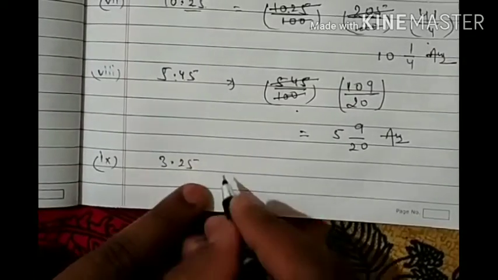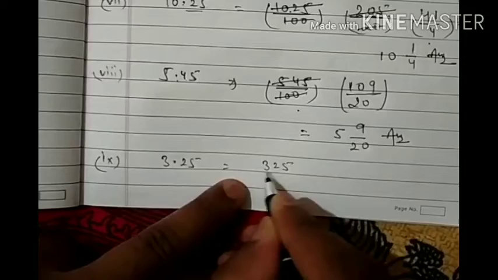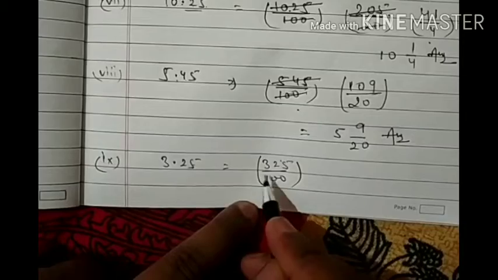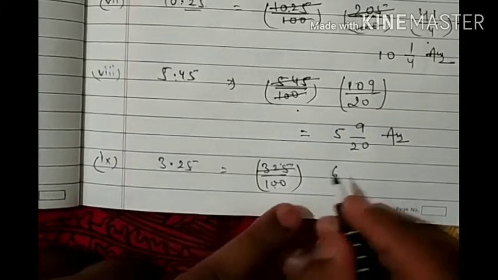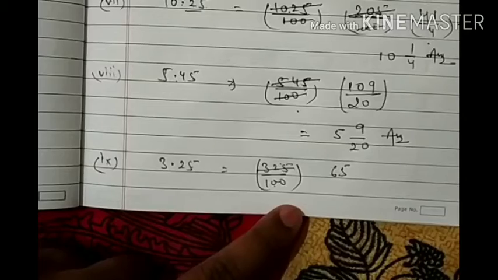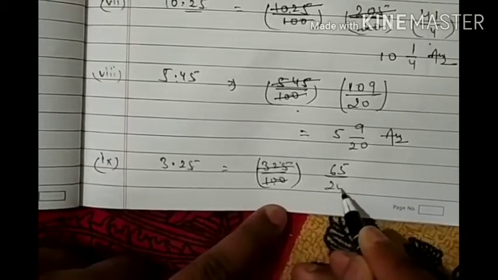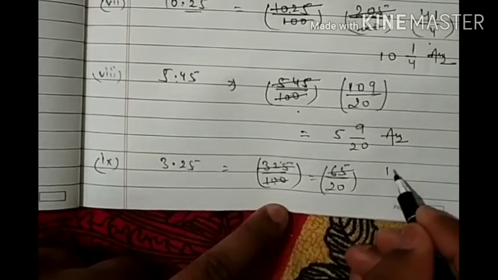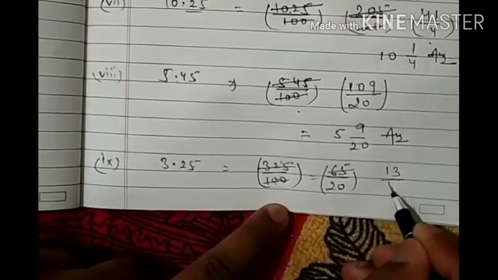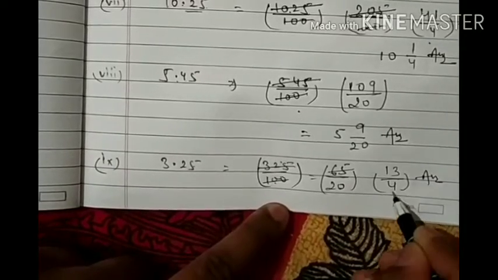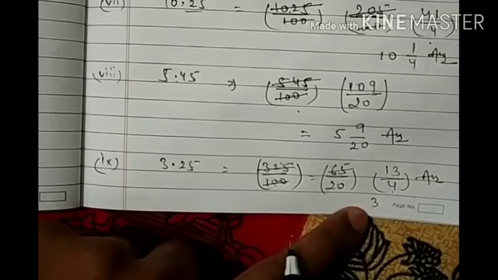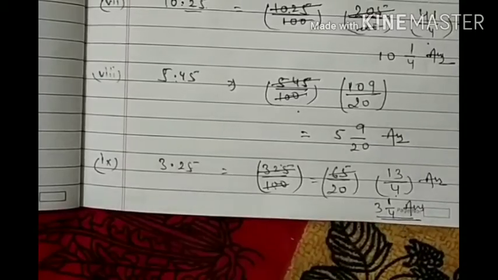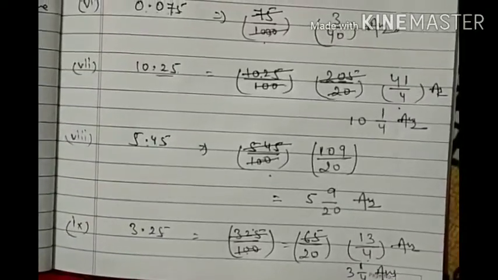3.25. How can we write it? In all the above questions, 325 divided by ones, tens, 100. We can divide it using 5. 5 sixes are 30 and 5 fives are 25. With 5, 5 twos are 10 and 0. Again we can divide it using 5. 5 ones are 5. 5 threes are 15 and 5 fours are 20. This will be your answer, or we can convert it into a mixed fraction. 4 threes are 12. We are left with 3 integer 1 by 4 as the required fraction. I hope it is clear to everyone.